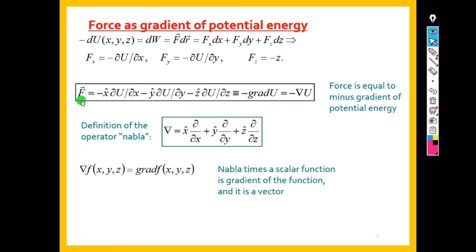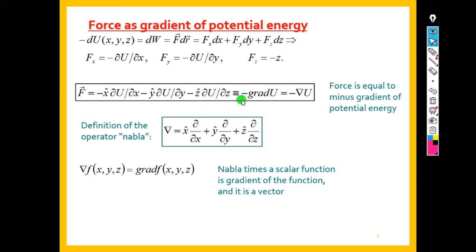So therefore when we see here, F is equal to minus i into dou U by dou x, minus j into dou U by dou y, and minus k into dou U by dou z. So these are the equations that we got.